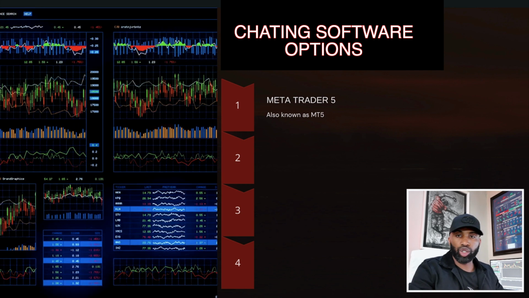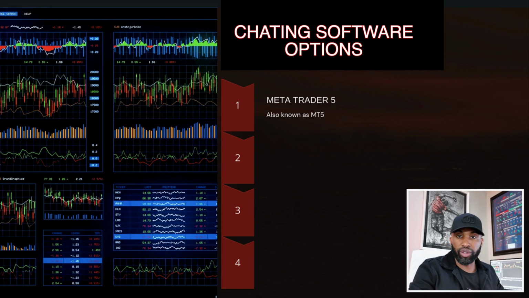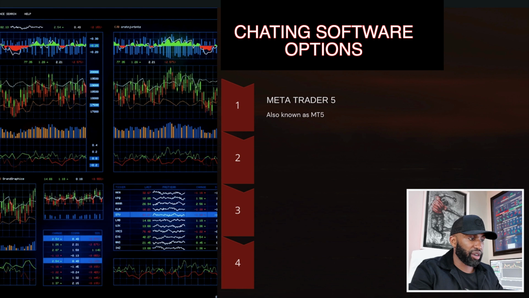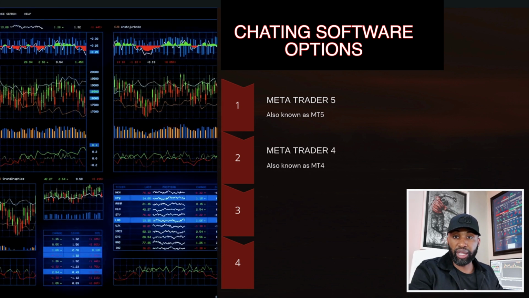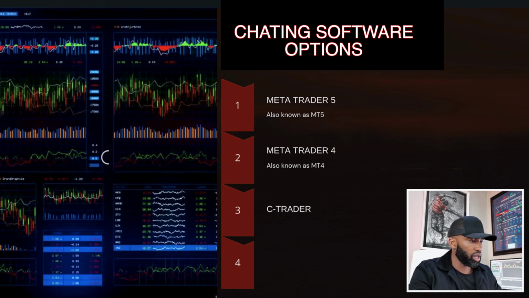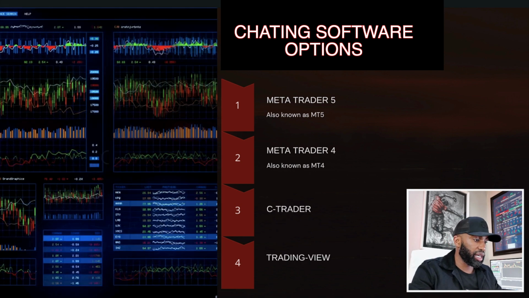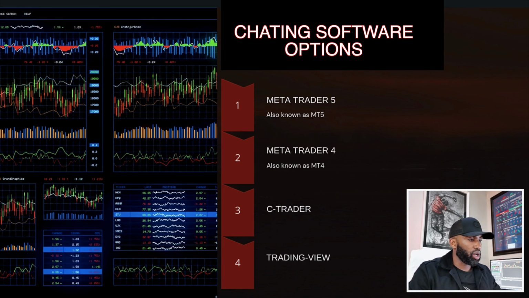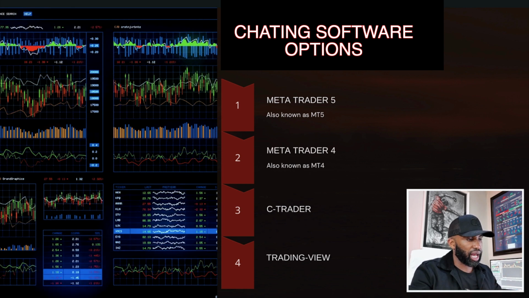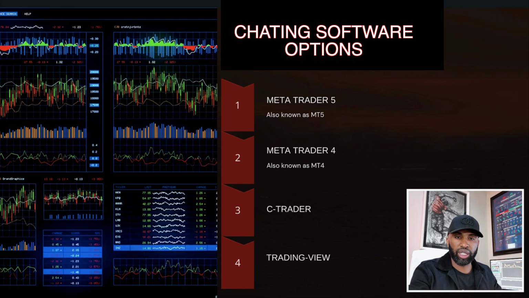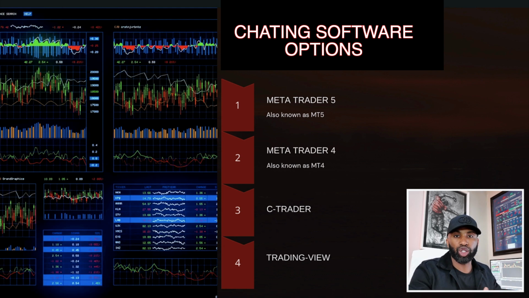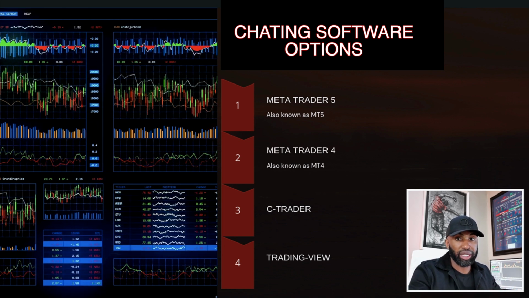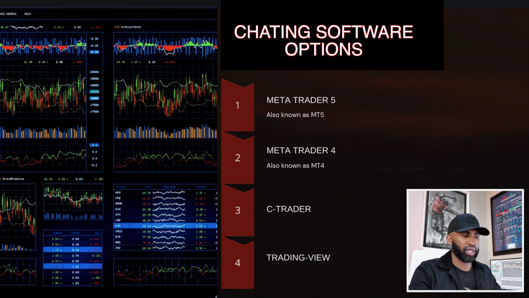Next, you will need a charting software, and we have a couple of them. There is MetaTrader 5, also known as MT5. There is MetaTrader 4, also known as MT4. There's cTrader, and then there's TradingView. Most of these are connected to brokers, so when you open a trading account, the broker will give you whichever charting software they are in affiliation with, that they are connected with.